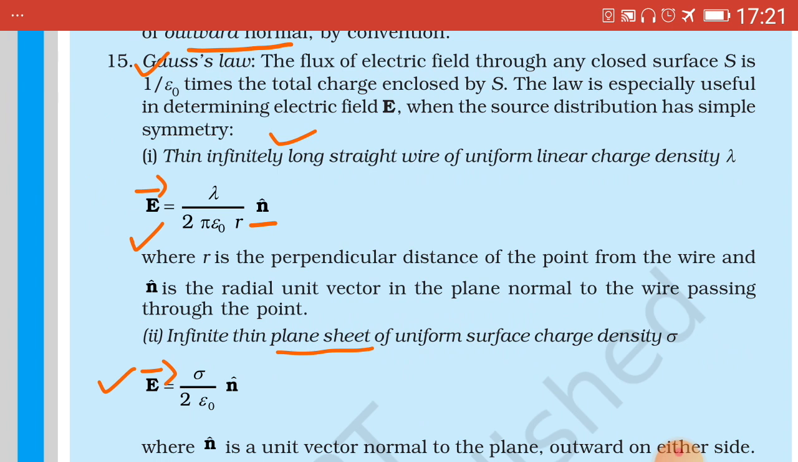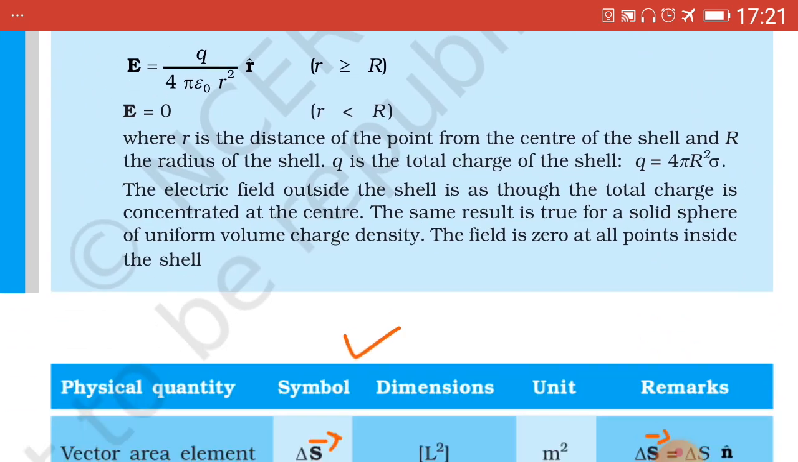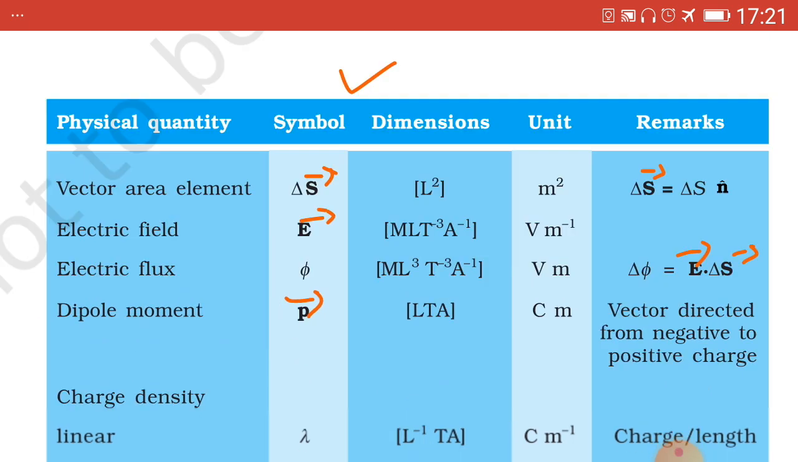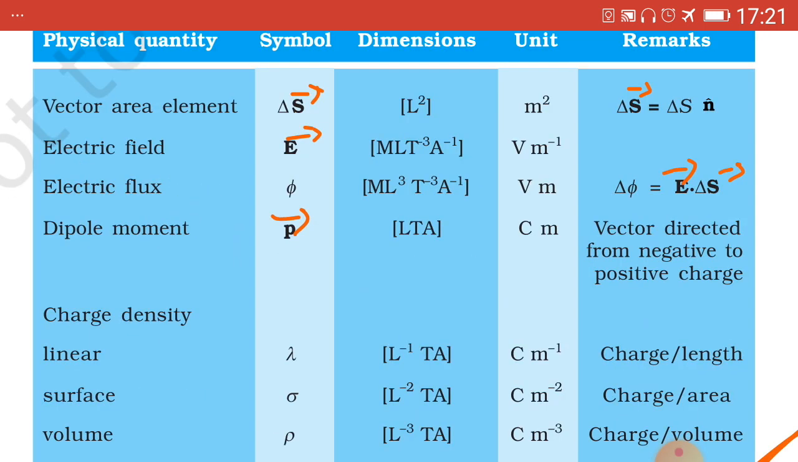So this finishes up the entire chapter. And you can also refer this table for objectives.